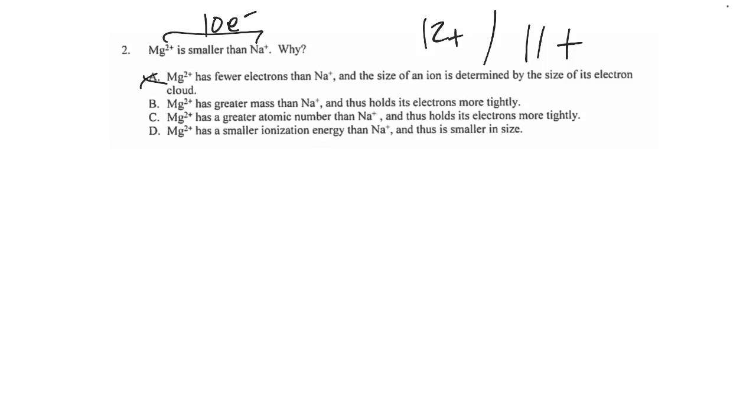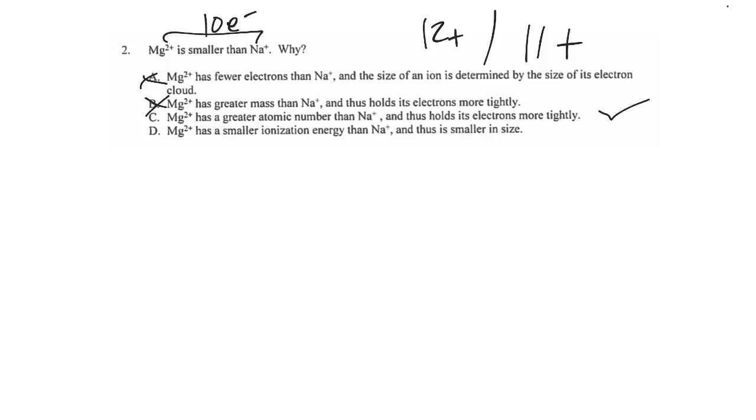B, magnesium has a greater mass than sodium, so this holds electrons more tightly. Magnesium does have a greater mass, but that's not the reason it has a greater charge. C, magnesium 2+ has a greater atomic number than sodium, thus it holds electrons more tightly. The greater atomic number gives magnesium more protons.